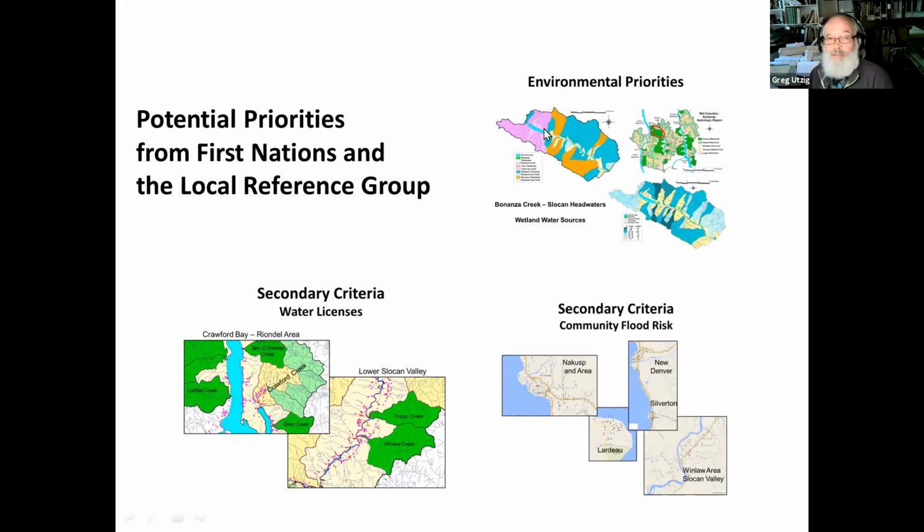Another thing is obviously environmental priorities. This is an example from the north end of Slocan Lake in the Bonanza Creek area. There's a series of wetlands here that are of importance for biodiversity. And this was a study where we looked at which of the small watersheds feeding those wetlands are most likely to be affected by climate change and likely to reduce flows into the wetlands. So that's just an example of another set of local priorities that may come into play.